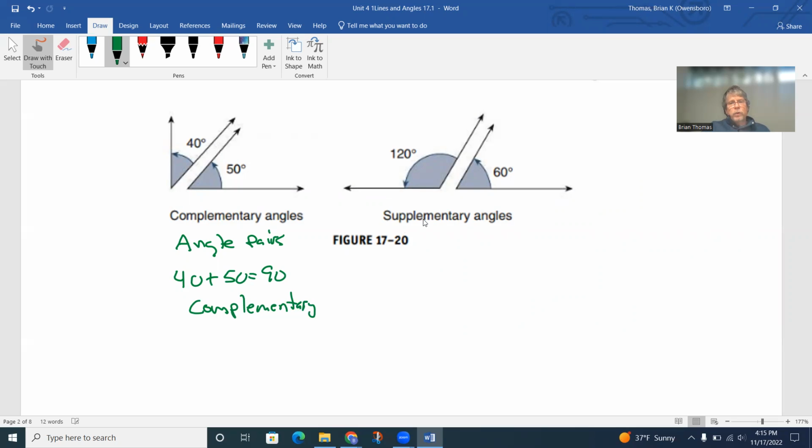Another word we have is supplementary angles. Notice that we have these two angles, 60 plus 120. These angle pairs add up to 180. So if two angles add up to 180 degrees, we call them supplementary angles.